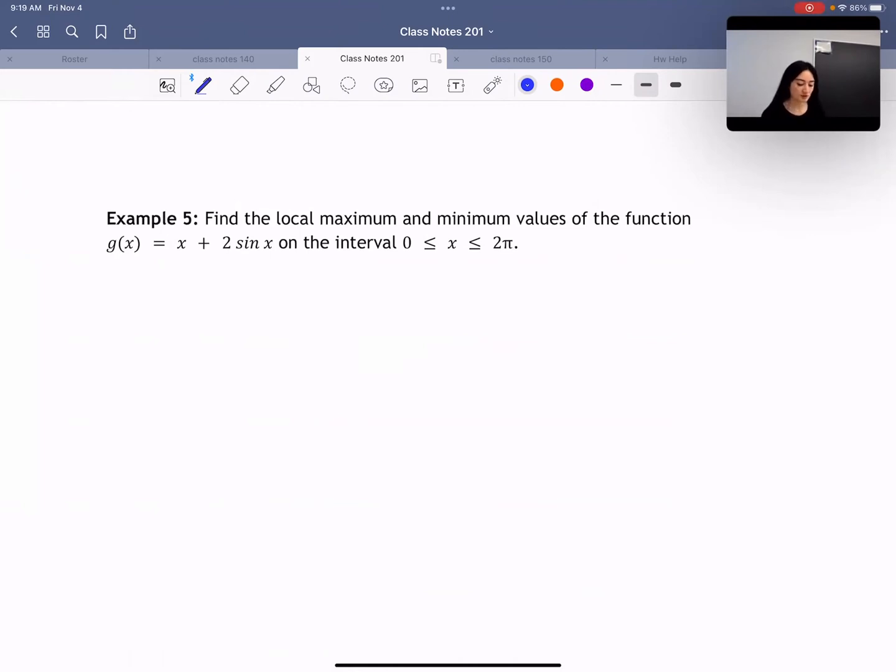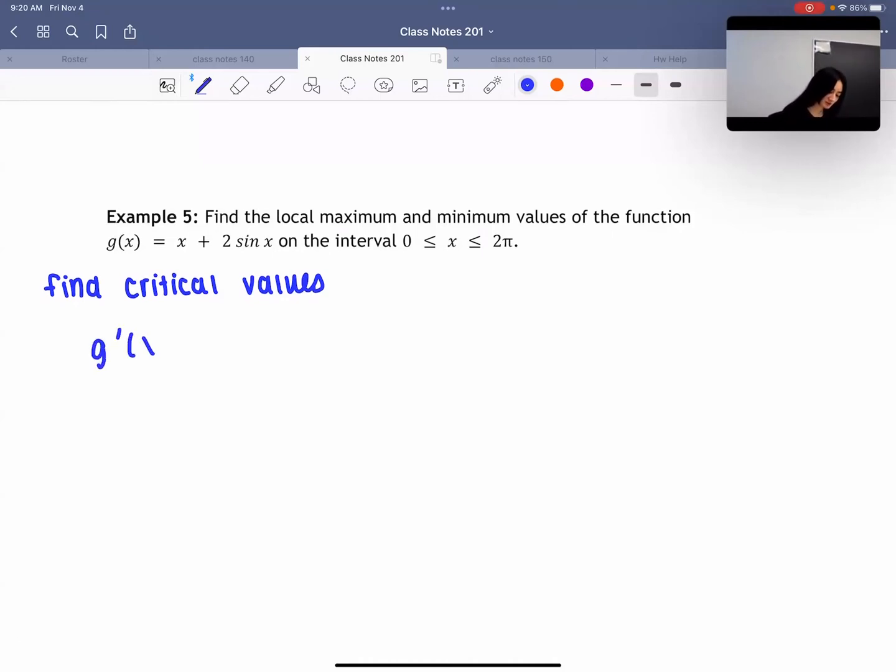Let's see, we want to find the local max and local min of x plus 2 times sine of x on the interval 0 to 2 pi. Okay, so we want to find the local maxes and mins there. First of all, we have to find our critical values, right? We're not looking where the function doesn't exist. In this case, it doesn't really matter, but that's okay. To find critical values, first we have to find the derivative.